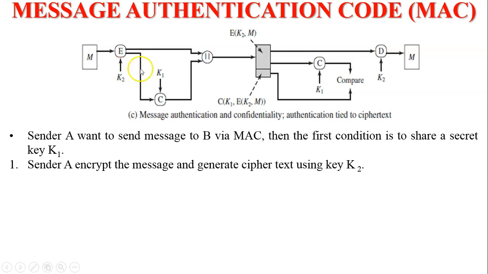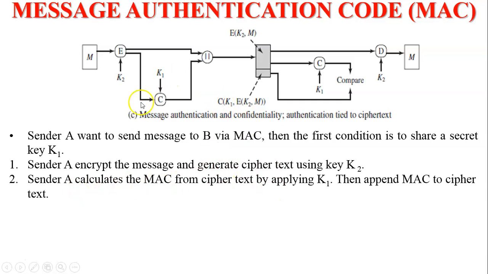Here you can see in the previous figure the MAC is generated from the original message, but here the MAC is generated from the ciphertext, not from the original message. So we can see here authentication tied to the ciphertext. In the previous figure authentication was tied to the plain text. Now the MAC is generated from the ciphertext with the help of key K1. Then the MAC is appended to the ciphertext and sent to the receiver side.